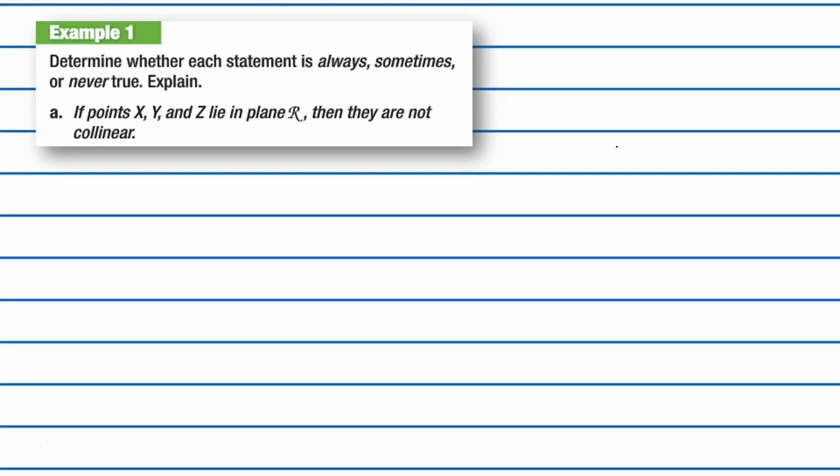So let's go over example 1. It says we want to determine whether each statement is always, sometimes, or never true and give an explanation for it. So we have, if points X, Y, and Z lie in a plane, so let's make a plane. Our plane is called plane R. We're going to say X, Y, and Z, just put in some random points. As you see here, they're not going to form a line, so it's non-collinear.